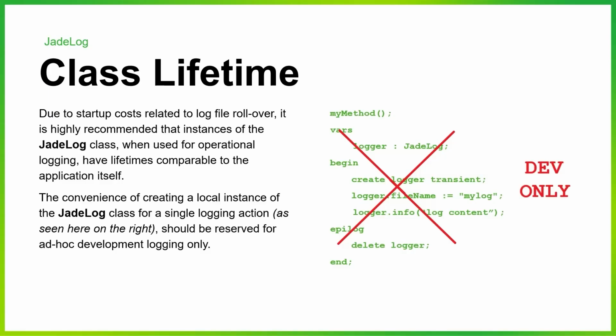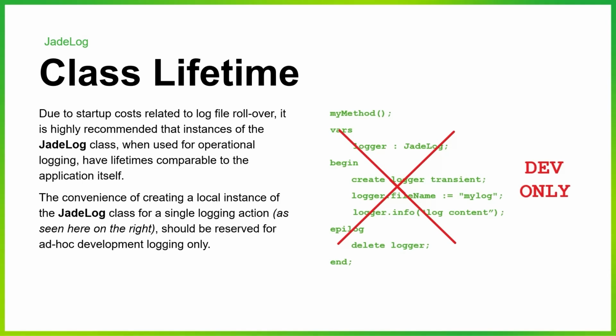But for operational logging, we would highly discourage that kind of usage pattern. It's better that you have a JadeLog class that is globally available, and the lifetime of the object has a comparable lifetime to the application itself. And the main reason for this is that log files have a configurable maximum size, and by default, once that size is reached, we roll over, and if your code is running a long time, you may have lots of versions of the file.